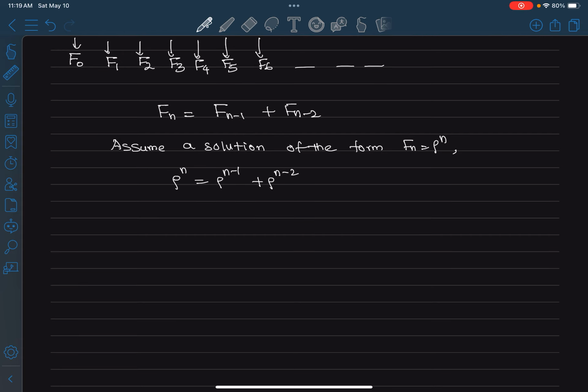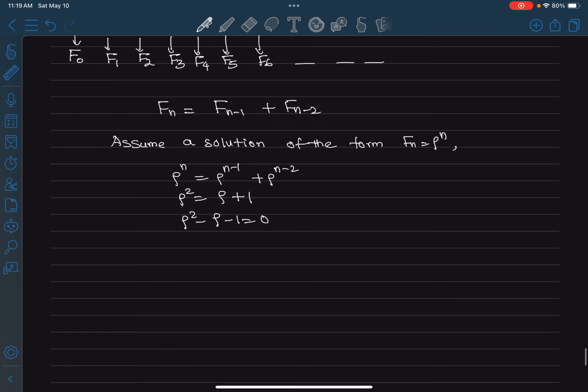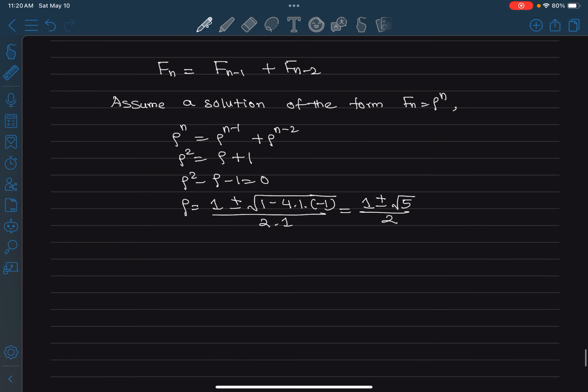And that gives us rho squared equals rho plus 1, which gives us rho squared minus rho minus 1 equals 0. Then rho equals minus b plus or minus the square root of b squared minus 4ac, over 2a, where b is negative 1, a is 1, and c is negative 1. So this becomes 1 plus or minus square root of 5, over 2. So here, rho can either be (1 plus root 5) by 2 or (1 minus root 5) by 2, right?